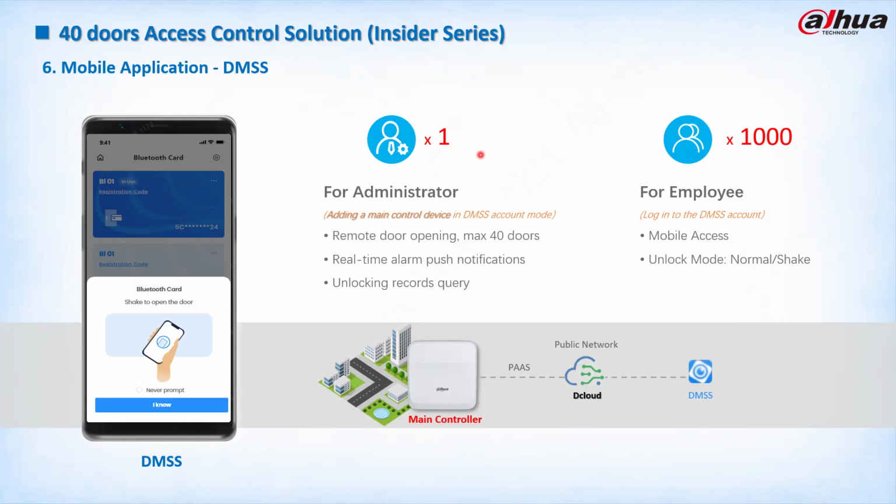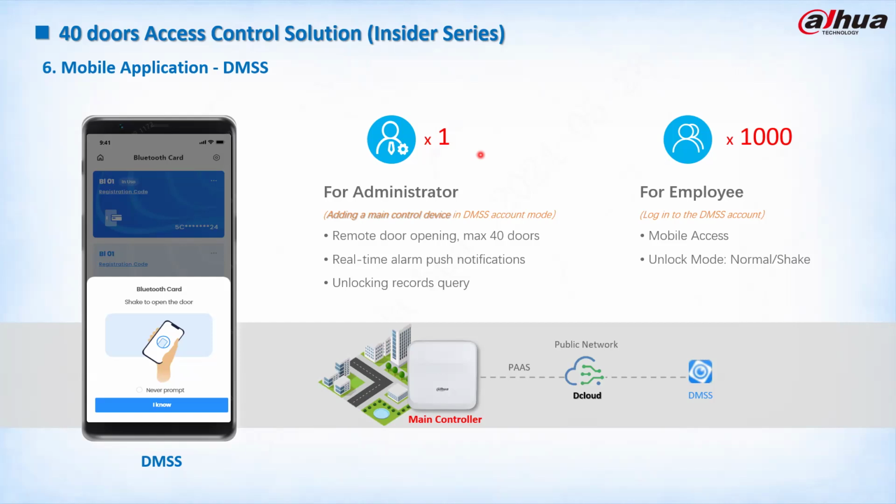Other features or parameters for each of these two accounts include, for example, the administrator doing remote door opening to those 40 doors. For example, some employees are stuck at a certain door that is maybe not functioning well. The administrator account can end up opening that door remotely. Then there are real-time alarm push notifications and unlocking records queries. So if I need to know information for the door locks, for the entry and exit during a particular time, the administrator account can do that.